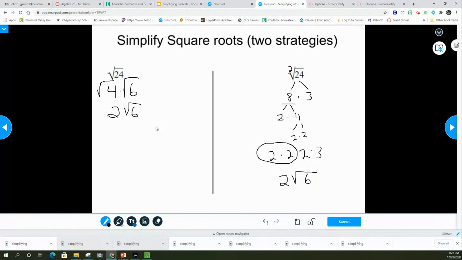You can see that both answers are the same. So which way is easier? It's up to you. Again, if you know your perfect squares, probably this first way is a little bit quicker. But as we're going to see, we're going to do cube roots and fourth roots, and those we don't know our perfect fourth roots as well as we know our square roots. So this prime factor tree method is going to be a good tool.